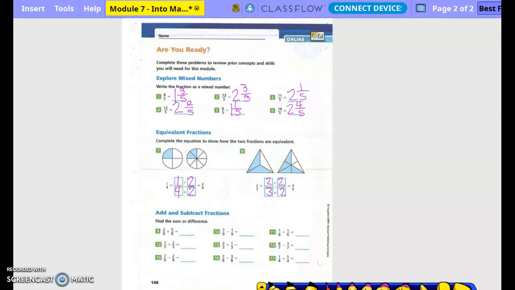Okay. So the next one, they want us to add and subtract fractions. They want us to find the sum or the difference. So 2/8 plus 5/8 is 7/8. 7/9 minus 1/9 is 6/9. Is that simplified? No. What goes into both 6 and 9? 3. So 6 divided by 3 is 2. 9 divided by 3 is 3.